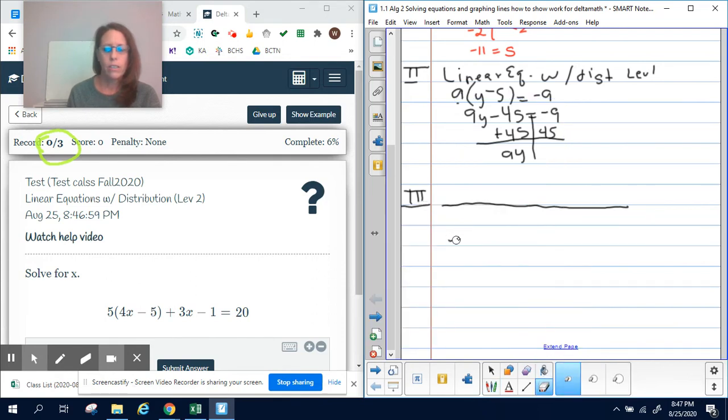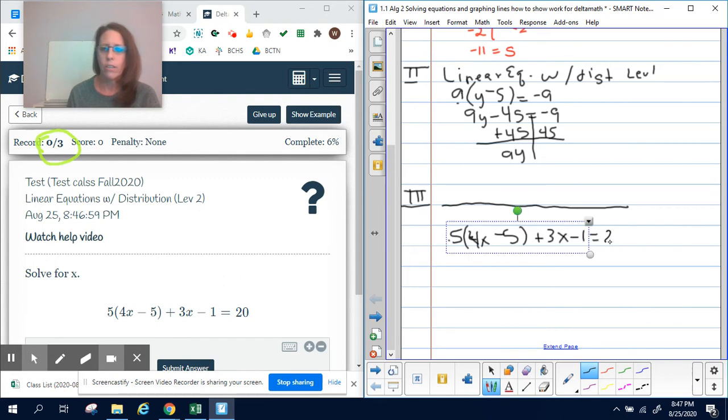to see, since it's been quite a long time since you guys have been expected to do any math. 5, and then 4x minus 5 is in parentheses, plus 3x minus the 1 equals the 20. Okay, I'm going to have to distribute. So 5 times 4x is 20x, and then 5 times -5 is -25. Only distribute the 5 to the things inside the parentheses. So I'll bring my plus 3x and my minus 1 down.